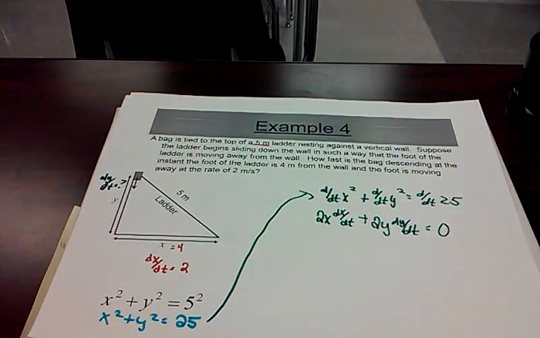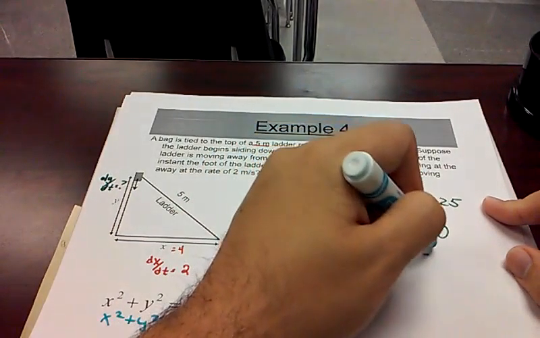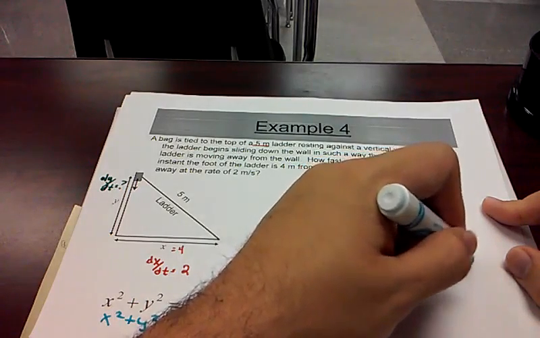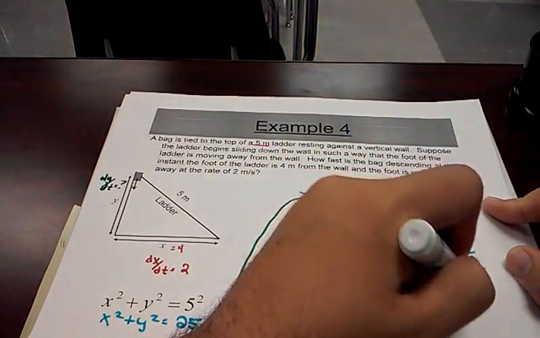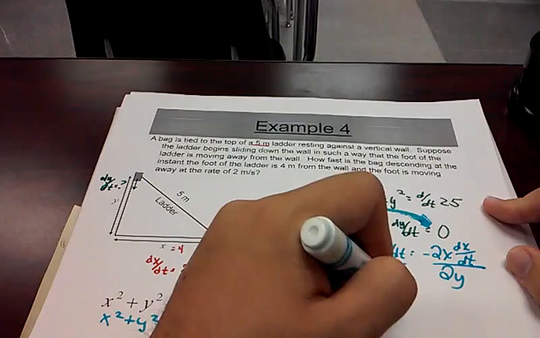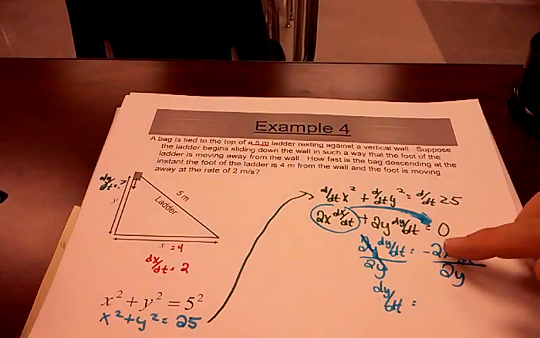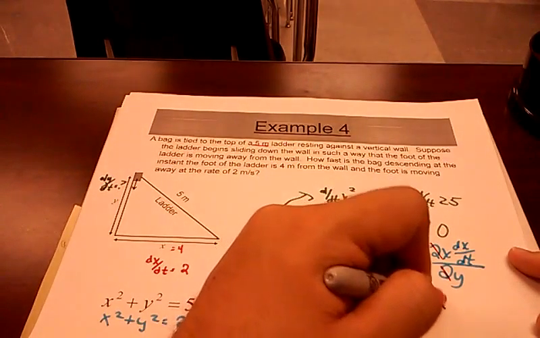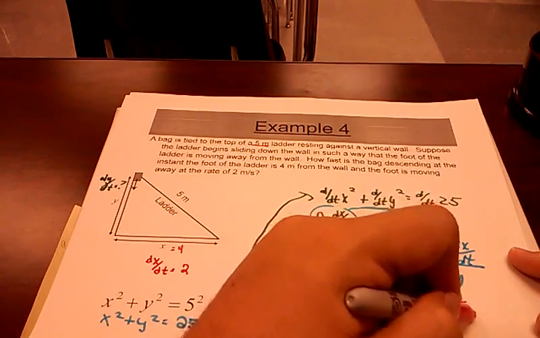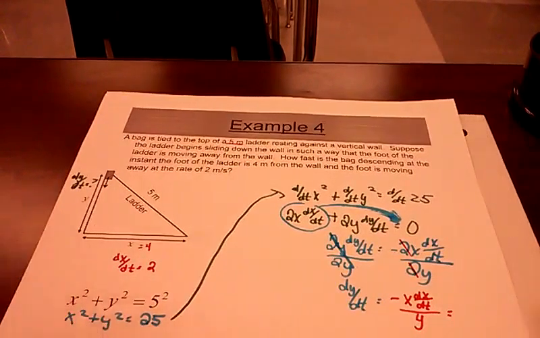So this is going to move over here. So I'm going to have 2y dy over dt equals negative 2x dx over dt. And then to solve this for dy dt, I'm going to divide by 2y. So I'm going to have dy over dt equals negative 2 times x dx dt over 2y. Now, I could cross out the 2's. And so then that'll leave me negative x dx over dt over y. All right, so now let's just plug in my values, and then we can solve.